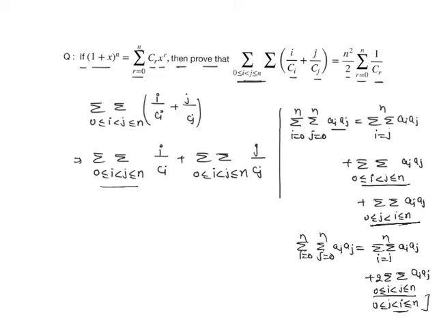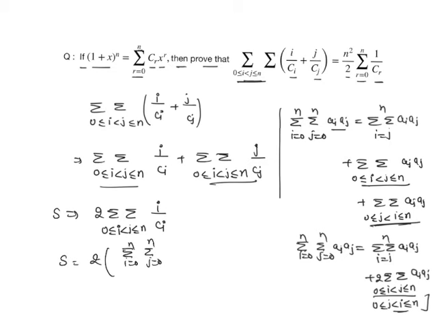So we can say here these two are symmetric, so this we can write as 2 times sigma sigma 0 ≤ i < j ≤ n, i/nCi. So this we will denote as S. So S equals 2 times this, which we can write as sigma i = 0 to n, sigma j = 0 to n, i/nCi minus sigma sigma i = j, i/nCi, whole divided by 2.